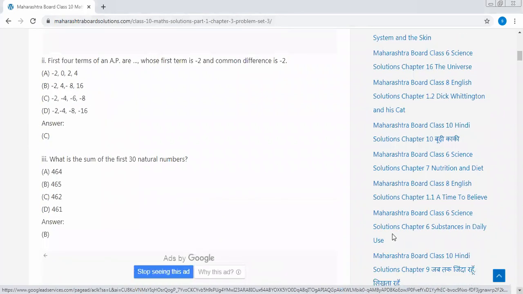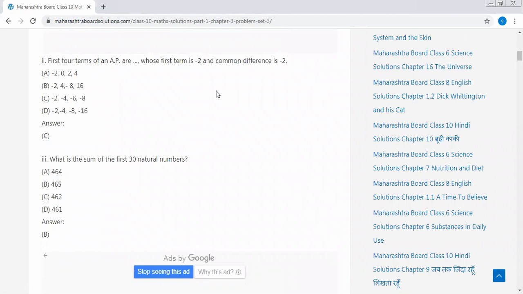Next question is first 4 terms of an AP. First 4 terms of an AP whose first term is minus 2 and common difference is minus 2. We have to find the first 4 terms. Therefore, first term is minus 2. We have to add the common difference, which is minus 2.